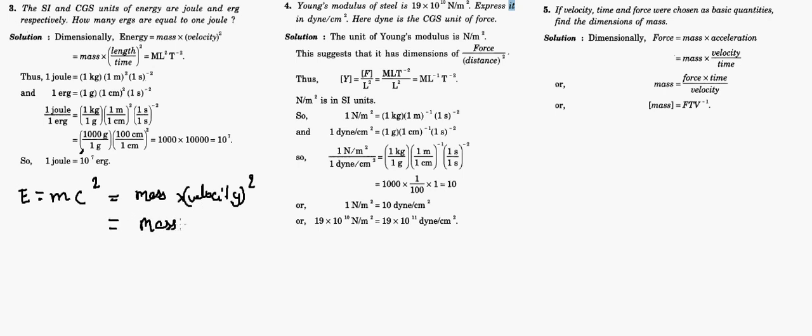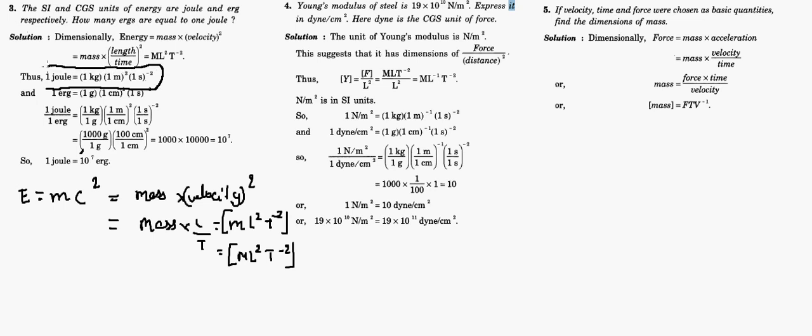Now let's do the dimensions. Mass will remain as it is. For velocity it is length by time. So mass will have the dimension M and velocity will have LT inverse, but since the square is there, it becomes L raised to power 2 and T raised to power minus 2. So overall the dimension will be M L2 T raised to power minus 2. If you look here, I have already written 1 joule is equal to mass. In SI unit the mass will be in kg. Remember guys, in SI unit you can use MKS: meter for distance, kg for mass and second for time. For CGS it is centimeter, gram, second.